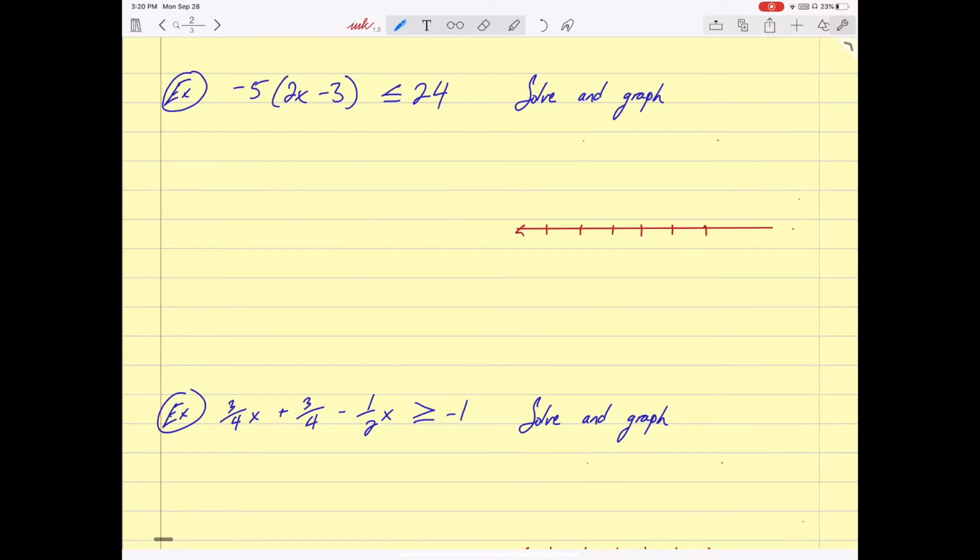So for the next example, hopefully this one is a different case, right? So negative 5 times 2x is negative 10x. Negative 5 times negative 3 is positive 15. And that would be less than or equal to 24. So similar to all of these, we're just going to subtract.